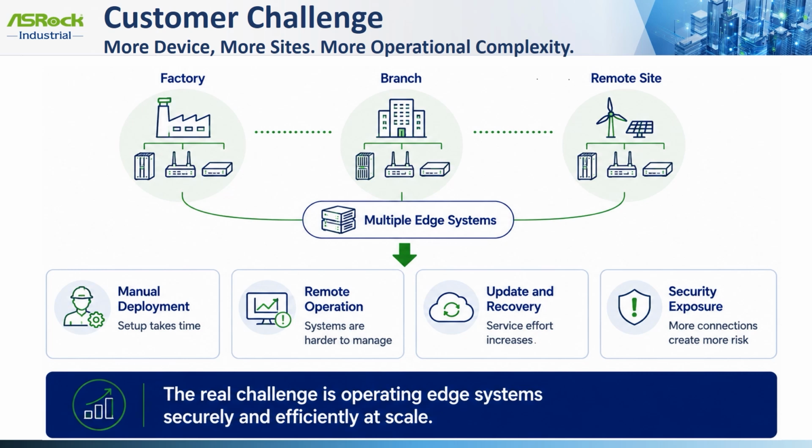To understand why this software layer matters, let's look at the customer challenge. Edge systems are now used in many environments. You may see them in factories, energy sites, retail stores, transportation systems, or AI and automation applications. As deployment grows, daily operation becomes more difficult. Manual setup takes too much time. Field service is increasing cost. Software updates create risk. System failures may require on-site support, and external devices can introduce new security threats.